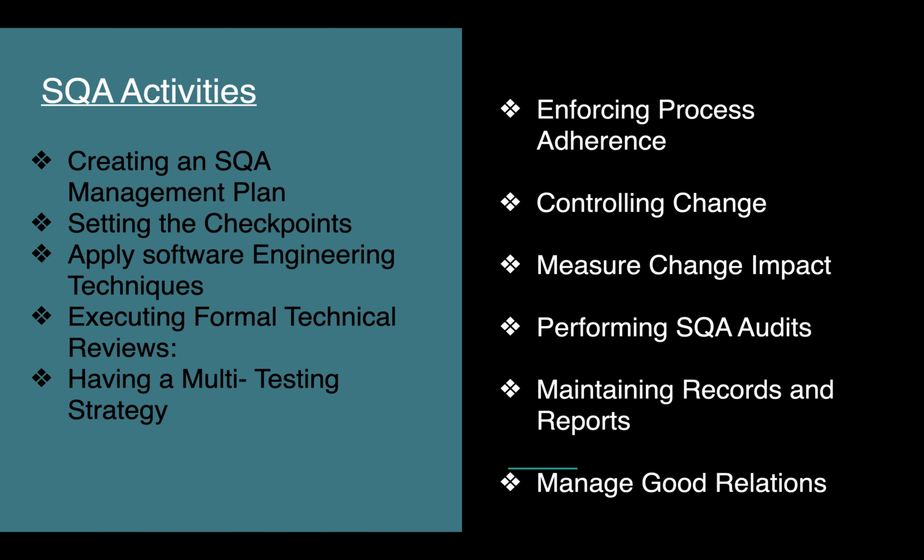So these are the various SQA activities. The first one is obviously making a plan, creating an SQA management plan, then setting the checkpoints, applying software engineering techniques, executing formal technical reviews, having a multi-testing strategy, enforcing process adherence, controlling change, measuring change impact, performing SQA audits, maintaining records and reports, and managing good relations.